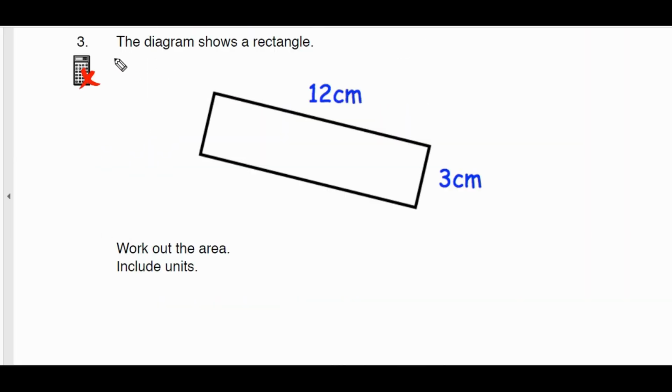Okay, so let's start with question number 3 over here in the worksheet. What we have: length is equal to 12 centimeters, okay? And your width over here is equal to 3 centimeters. So what is the area of the rectangle? The area of a rectangle is length times width, and when you multiply them, you will get 36.